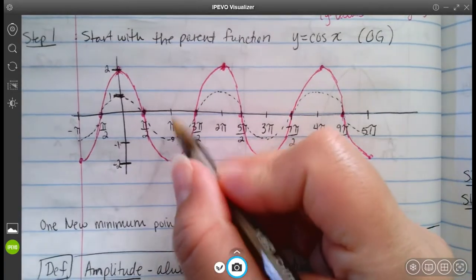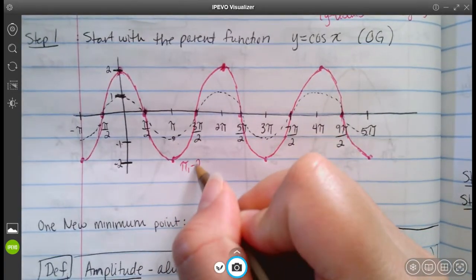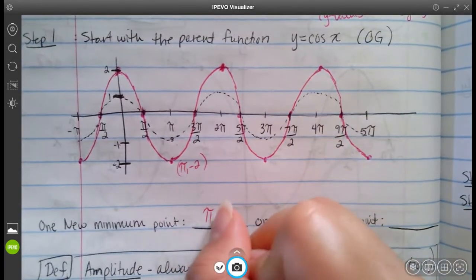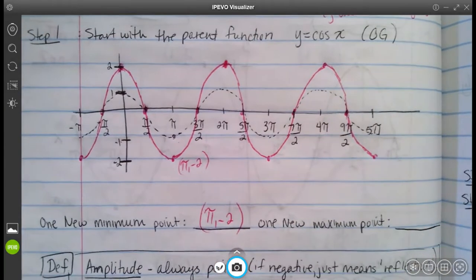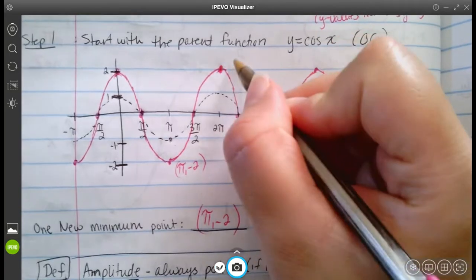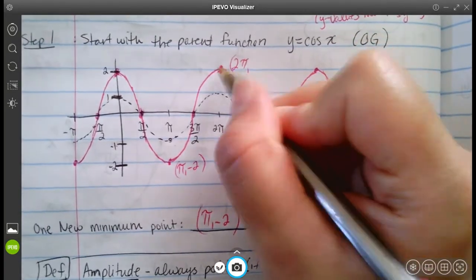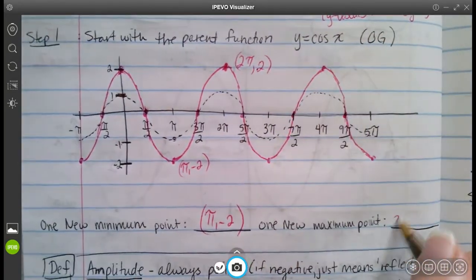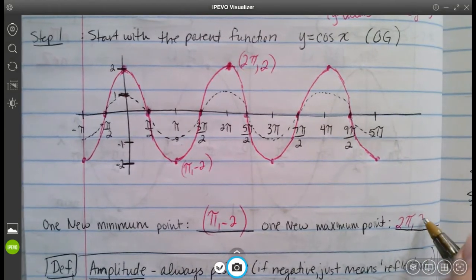I'm just going to pick one, this one right here. This is (pi, -2). So I can say that (pi, -2) is one of my new minimum points. One new maximum point would be at the top, so let's just use this one, (2pi, 2).